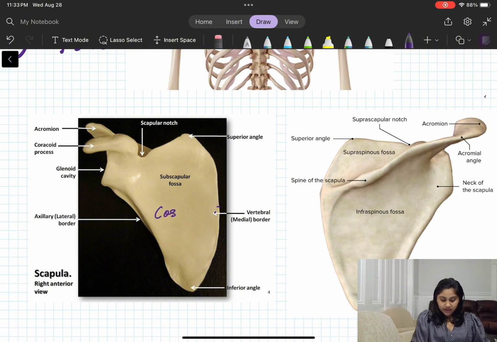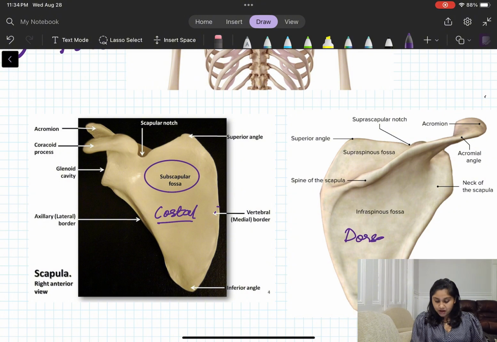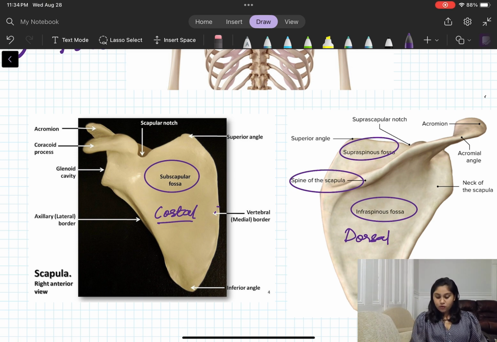So first we have the costal surface, which is related to the ribs anteriorly, and this is the anterior part, and it is also known as the subscapular fossa, and the muscle present here is subscapularis muscle. And then we have the dorsal part, the dorsal surface, which is divided into supraspinous fossa and infraspinous fossa by the spine of the scapula, also known as the spinous process. So in the supraspinous fossa we have the supraspinatus muscle, and in the infraspinous fossa we have the infraspinatus muscle.